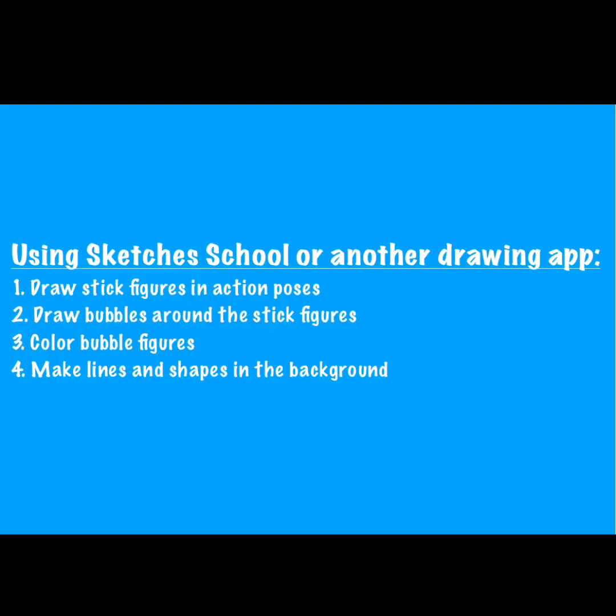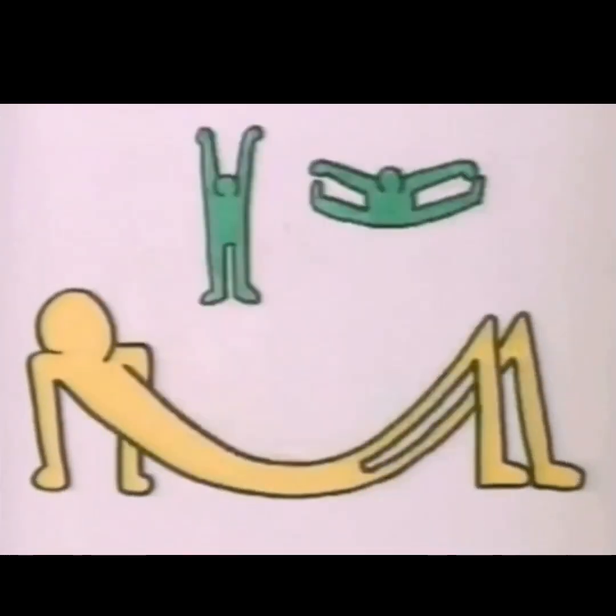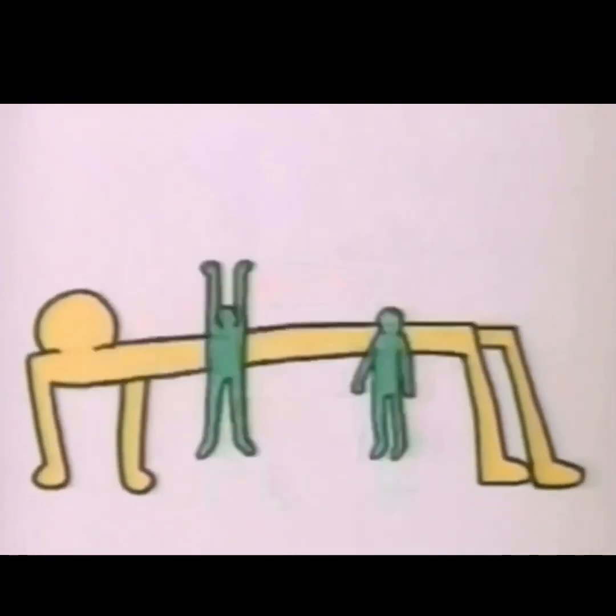So quick review. Draw stick figures in action poses, then put bubbles around the stick figures, color the bubble figures in, and make lines and shapes in the background. Keith Haring wouldn't want you to just copy his drawings. He would want you to come up with your own new, exciting drawings. So have some fun and get to creating.